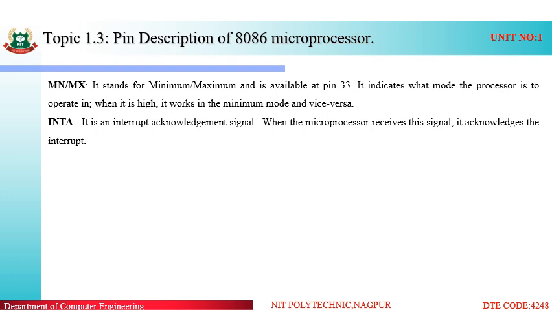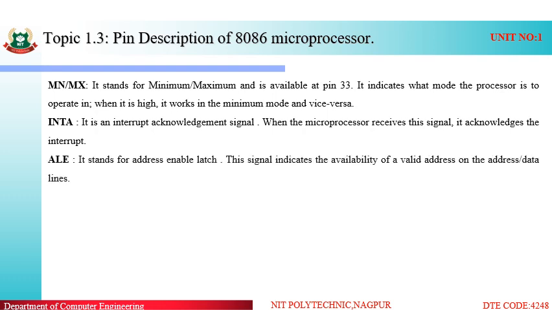INTA bar. INTA bar is again an acknowledge. A stands for acknowledgement. The INTR interrupt signal we have studied, and INTA is its acknowledgement. Whenever we give any interrupt, the acknowledgement is sent by the device or the processor. So it is an acknowledgement signal, an active low signal. That means when we give 0, it is activated. ALE. ALE is the most important pin. It stands for address latch enable. Now what this pin performs, it is an active high signal.